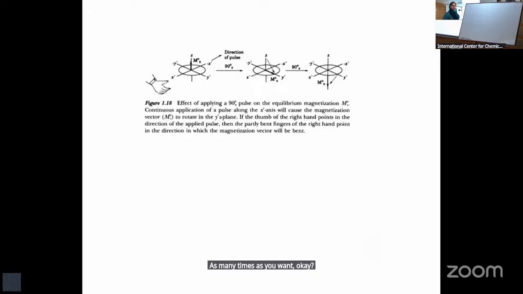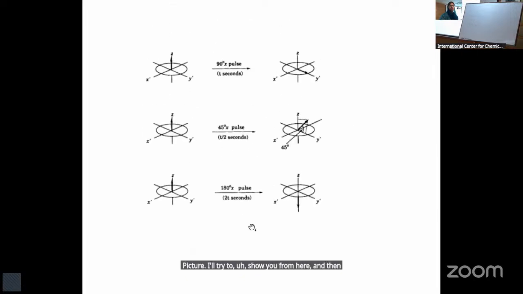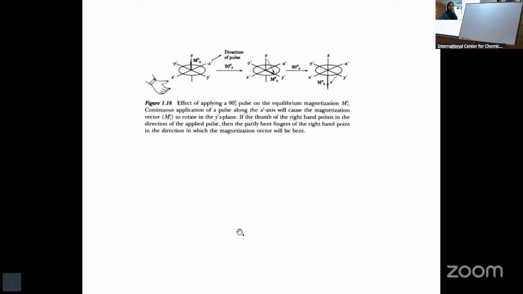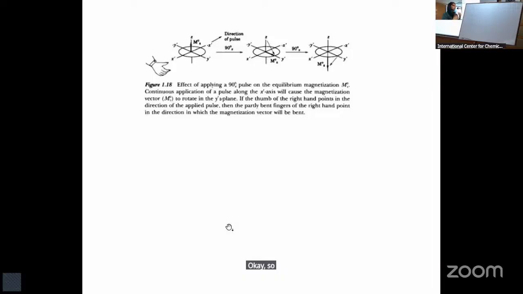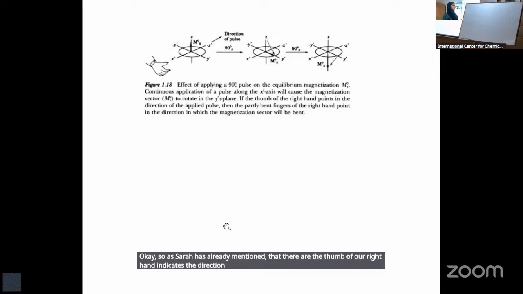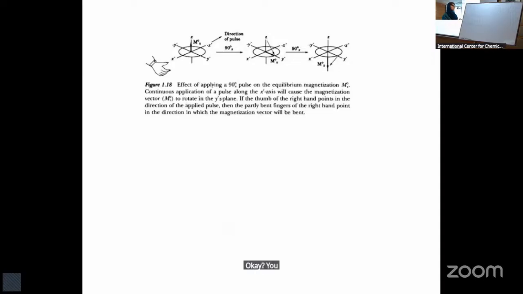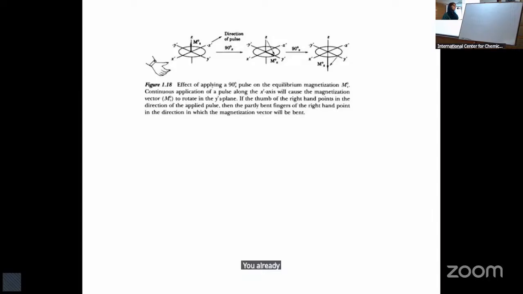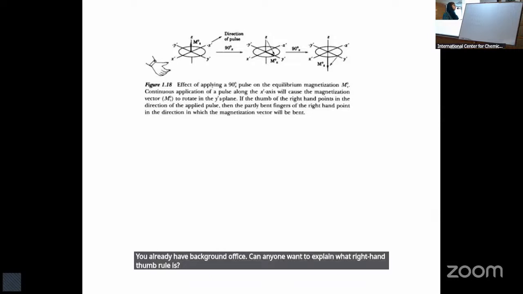So this is the first picture. I'll try to show you from here, and then we'll also use the whiteboard. As sir has already mentioned, the thumb of our right hand indicates the direction of the radio frequency pulse. Do you understand this? First, tell me the idea of what you have understood from the right hand thumb rule, so I can have an idea how much background you already have. Can anyone explain what the right hand thumb rule is? Why do we use it?